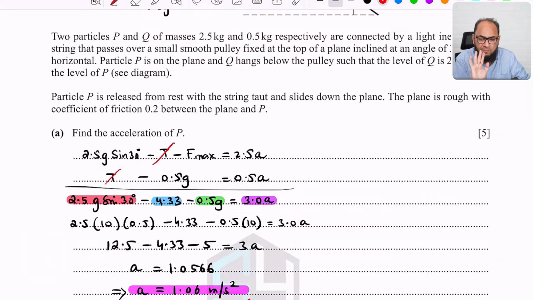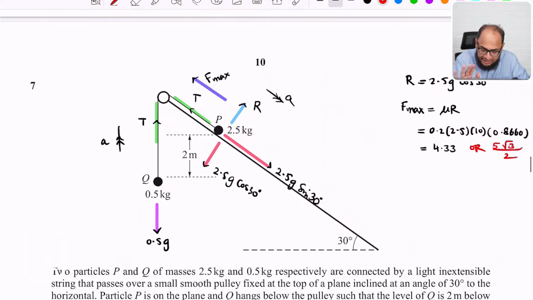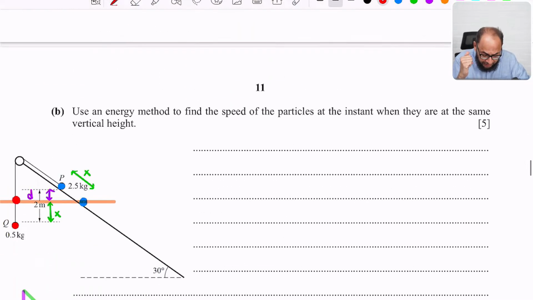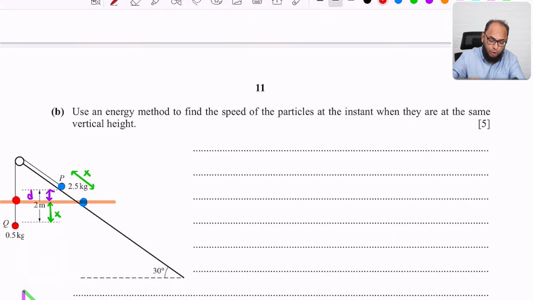So the first 5 marks is definitely worthwhile, not difficult at all, just a normal standard procedure that we have to follow. The next one, that is one classic question. Now it says use an energy method. Again, it's for 5 marks.